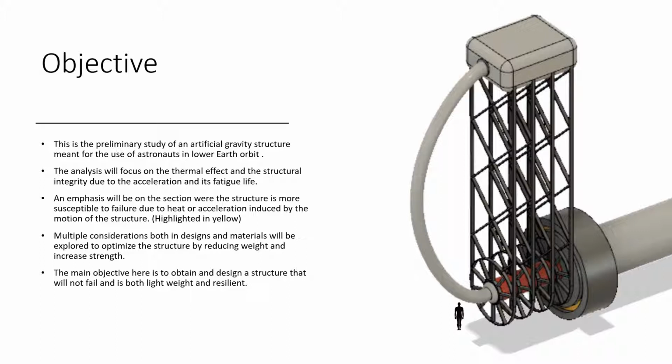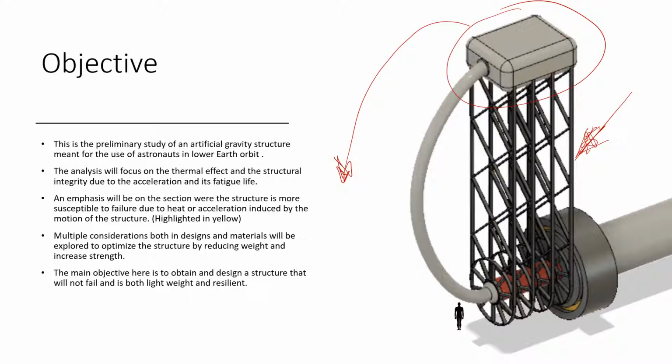What it is, this pod rotates in giant circles, creating artificial gravity, 9.8 meters per second squared. Centrifugal force simulates gravity. The analysis will focus on thermal effects and the structure integrity due to the acceleration and its fatigue life. An emphasis will be on the section where the structure is more susceptible to failure due to heat or acceleration induced by the motion of the structure. We'll be focusing on these particular structures. It is more susceptible to failure, and ANSYS is quite good at simulating those.